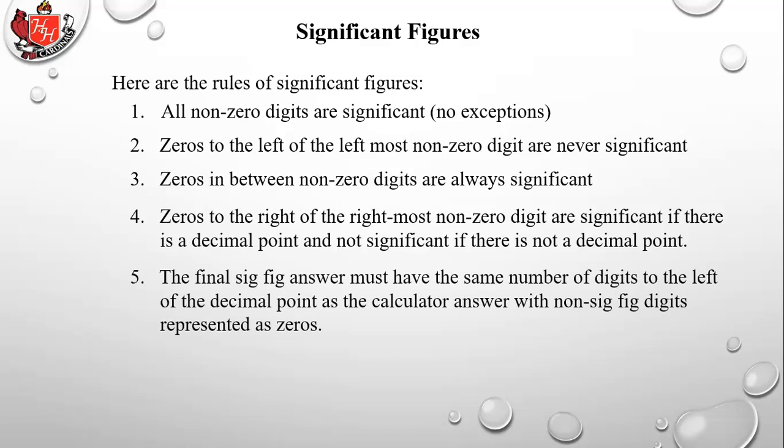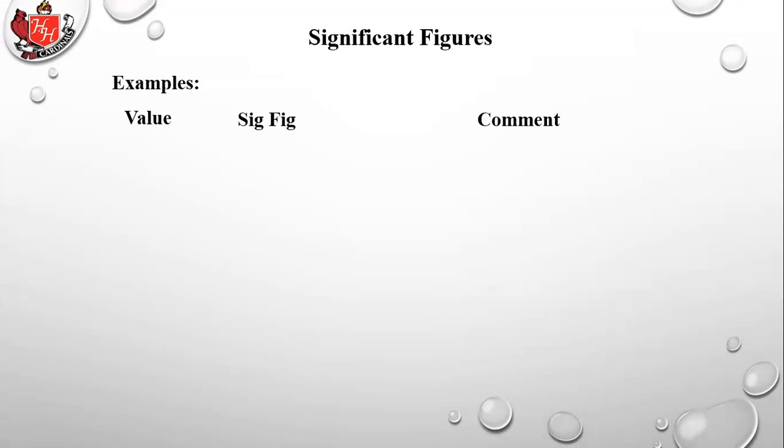And 5, the final significant figure answer must have the same number of digits to the left of the decimal point as the calculator answer, with non-significant digits represented by zeros. So wow, that's a lot of rules. So let's just get into some examples, and they'll start to make sense. You have a copy of this in your reference sheet. So let's just take some examples.